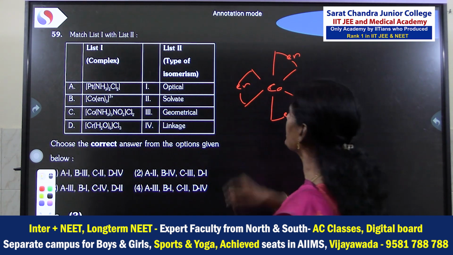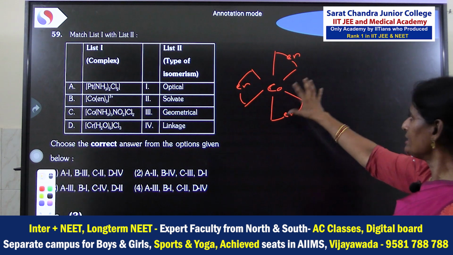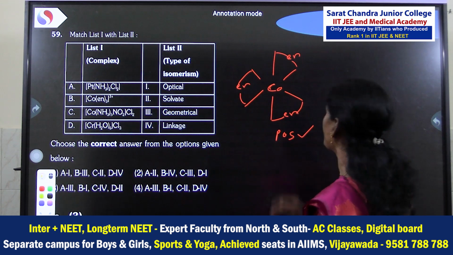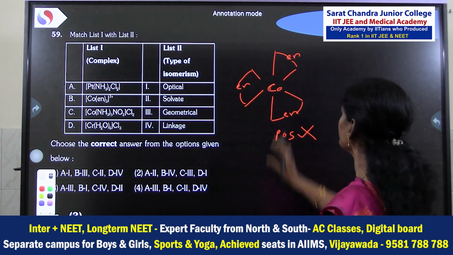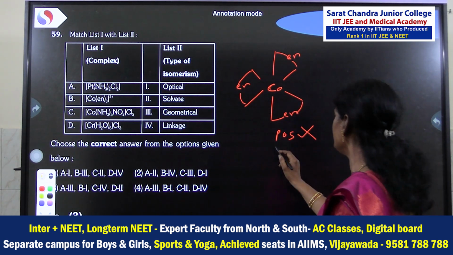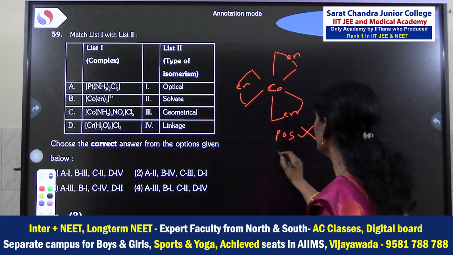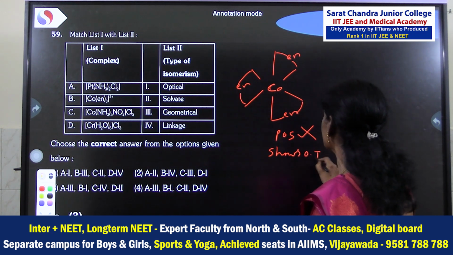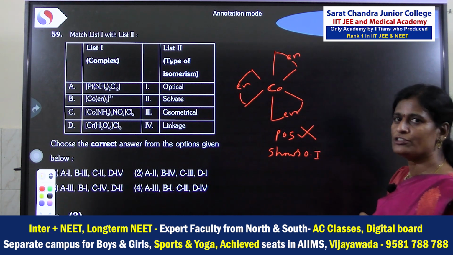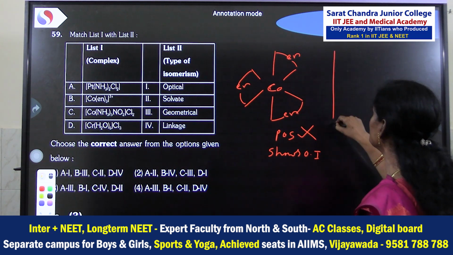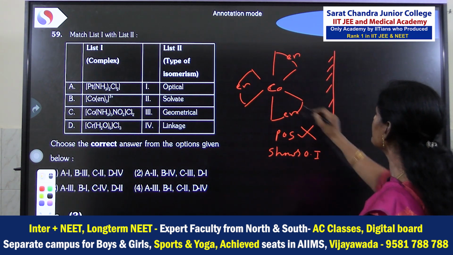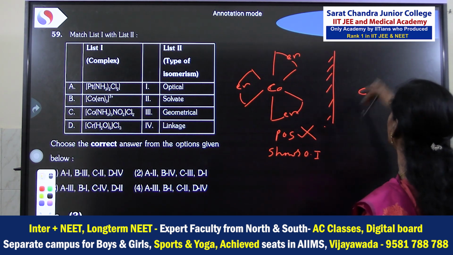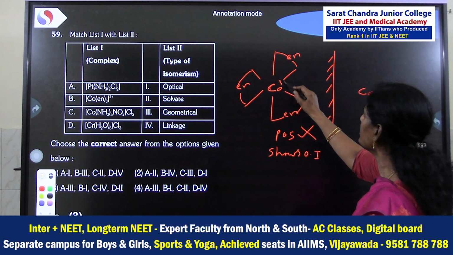And coming to optical isomerism, in this complex there is no plane of symmetry. Plane of symmetry is absent. If plane of symmetry is absent, this complex shows optical isomerism. If it is showing optical isomerism, it means it exists in 2 mirror images. This is the original molecule, and the other one is its mirror image.